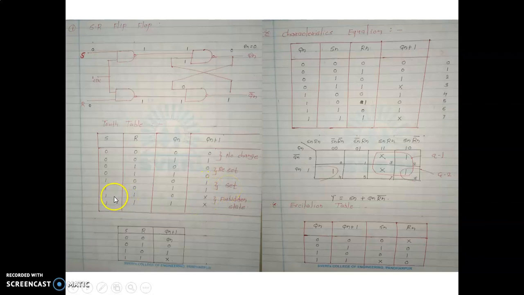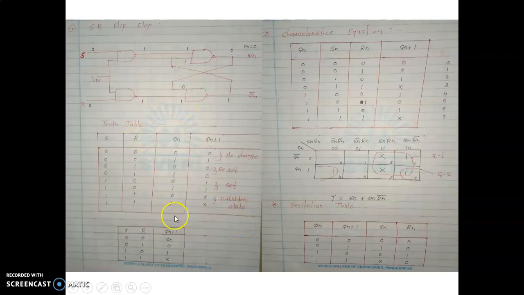But for the last case, in an SR flip-flop, the inputs should be complement of each other. So if S is 0, then R should be 1. If S is 1, R should be 0. So in the last case, S is 1, R is also 1, so it is the same. So the SR flip-flop cannot take this type of condition. That's why the last condition we call a forbidden state.